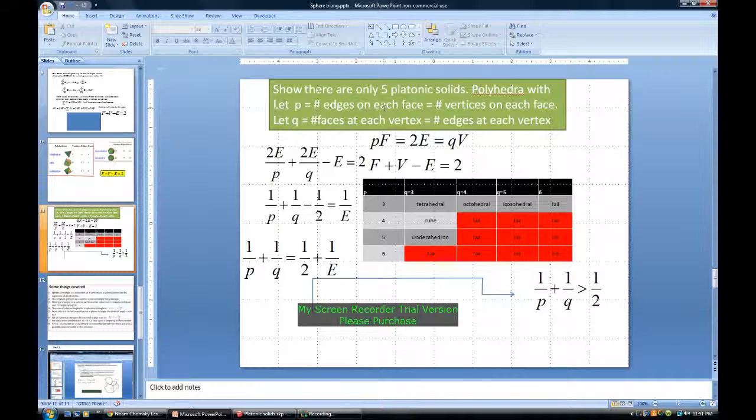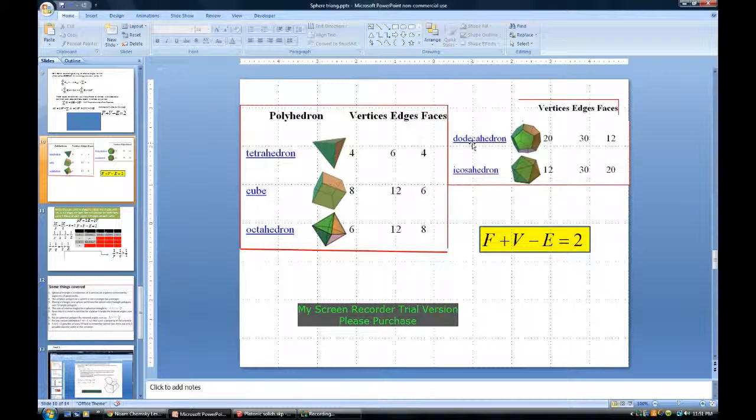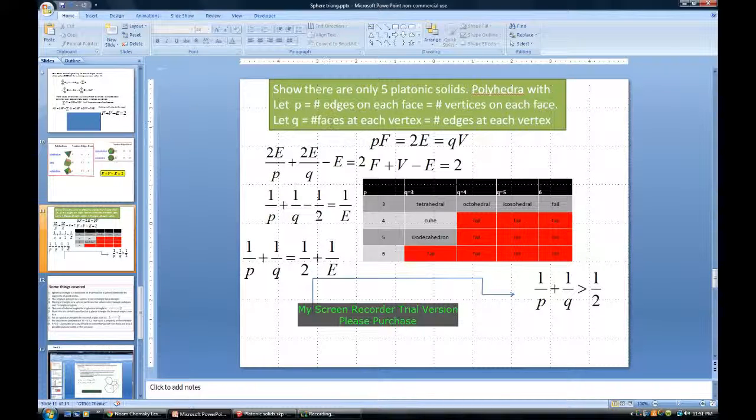Let p equal the number of edges on each face, which is equal to the number of vertices on each face. And let q equal the number of faces that come together at each vertex, or the number of edges at each vertex. Now, it's a fact that the number p, the number of edges on each face, times the number of faces, is twice the number of edges, because each edge is shared by two different faces. So you essentially go around to all the faces and count them all up, and you'll be counting each edge twice. And the same thing holds for the vertices.